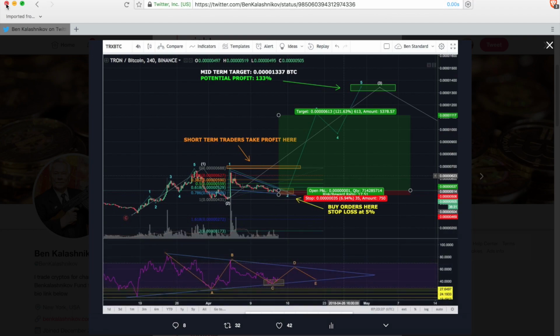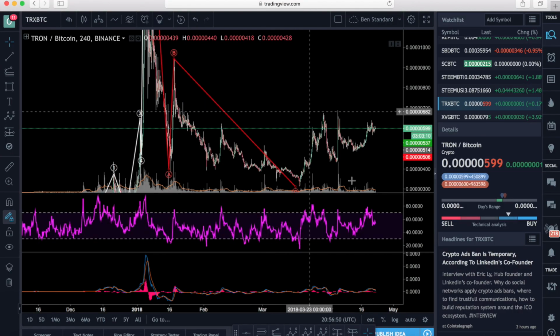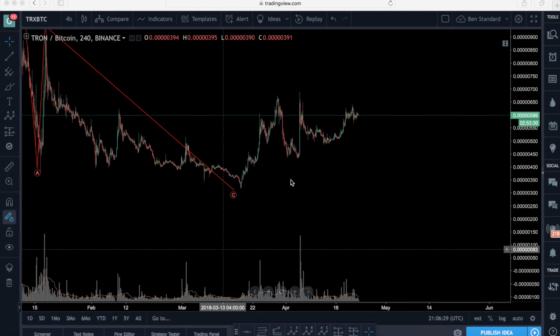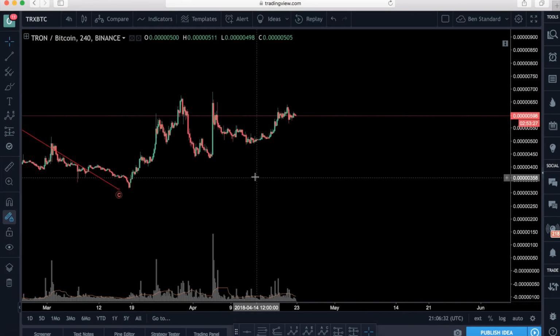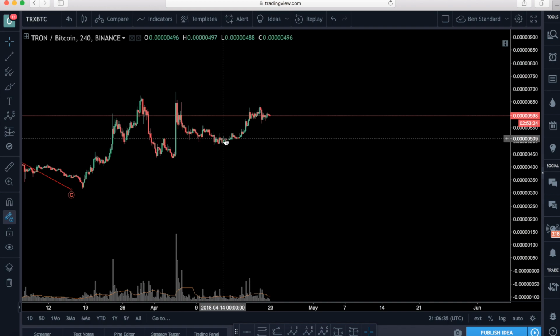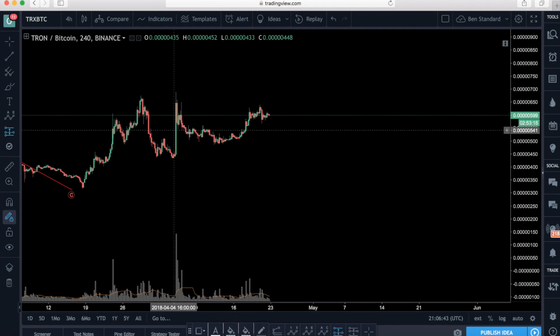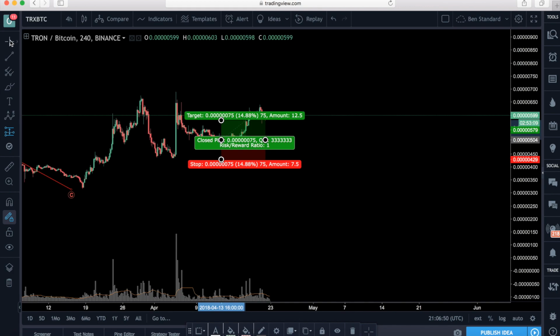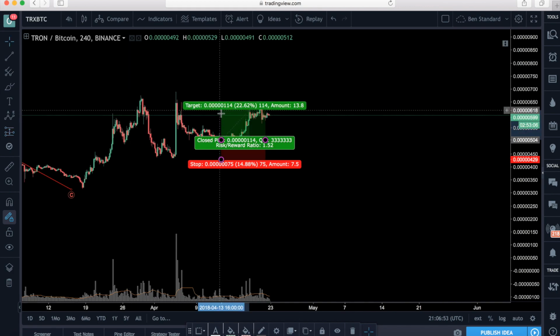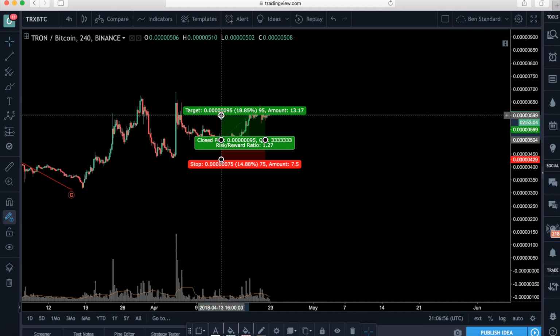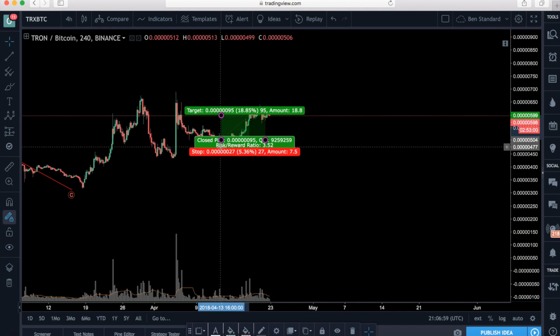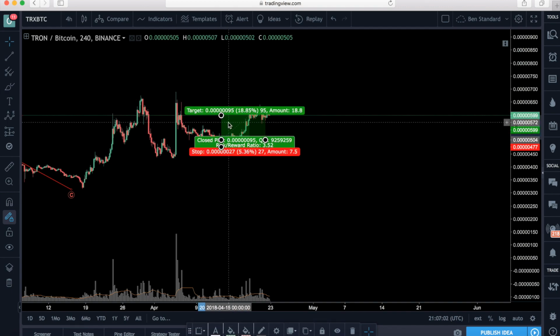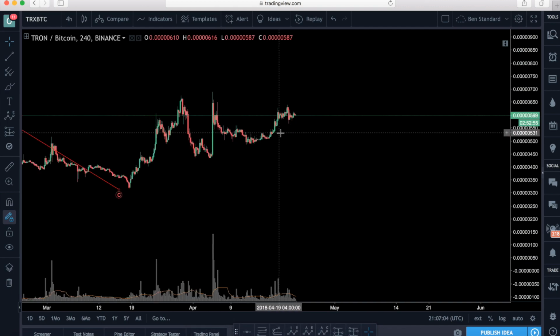So if you would have made this trade, that would have been around this area, which is 500 satoshis. If you would have made a trade there, then you would have gained around 19%. And I think this is just like the beginning of a bigger set of impulse waves.